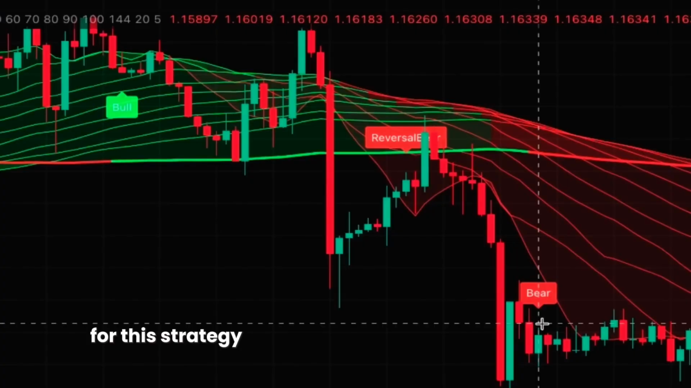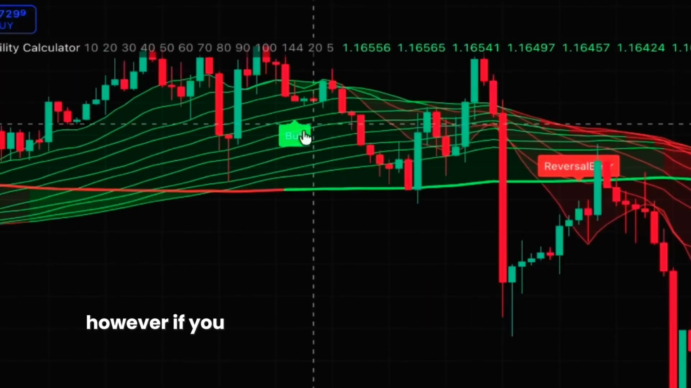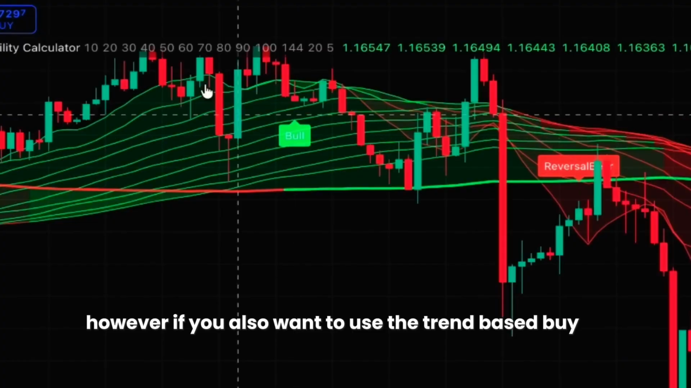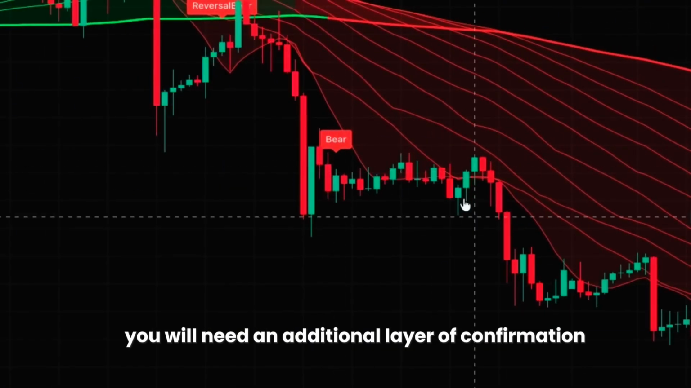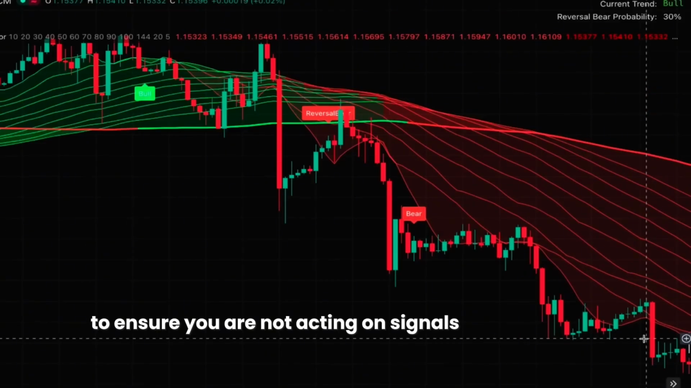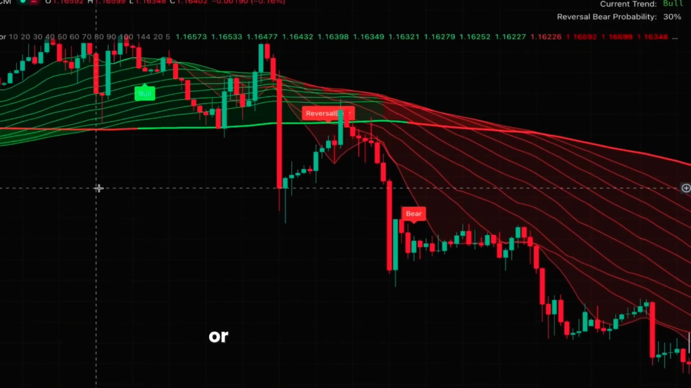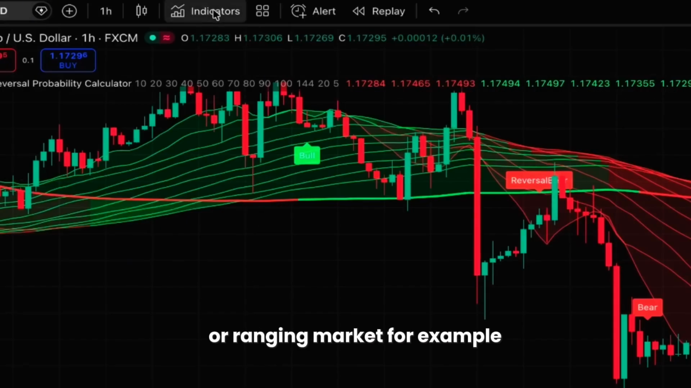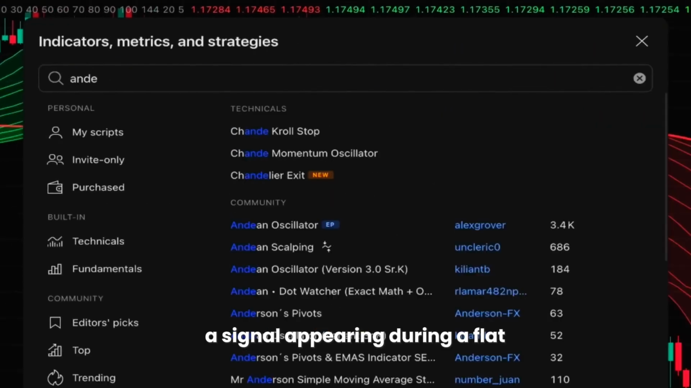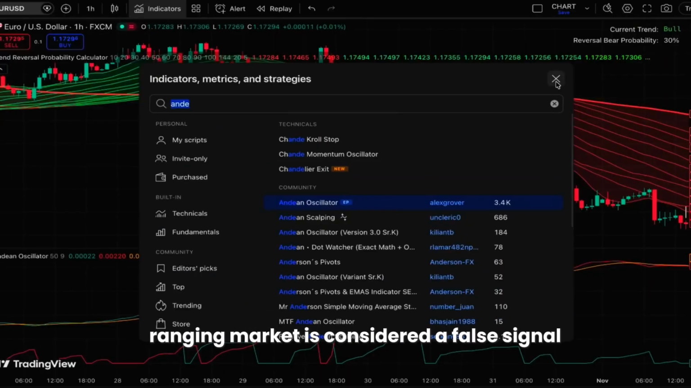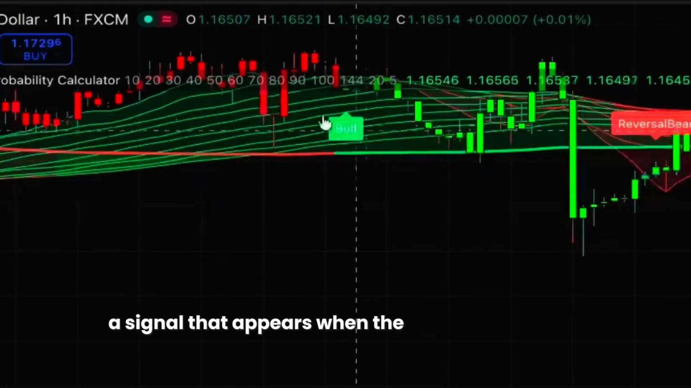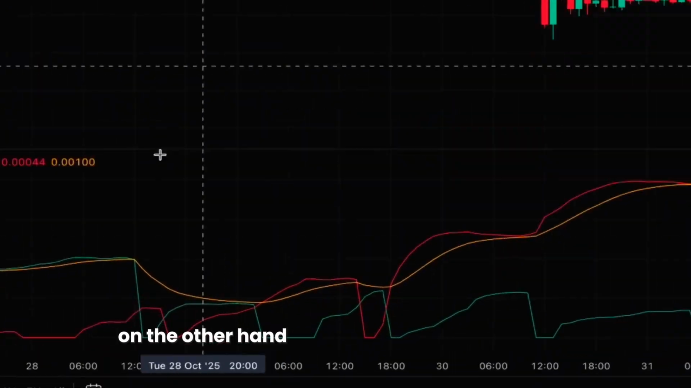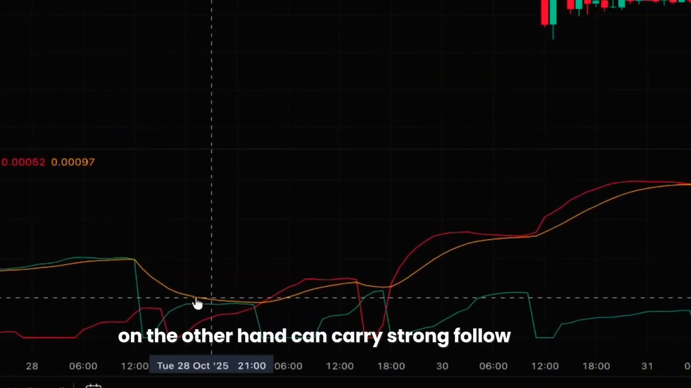For this strategy, the primary focus is on reversal signals. However, if you also want to use the trend-based buy and sell signals, you will need an additional layer of confirmation to ensure you are not acting on signals that appear in a sideways or ranging market. For example, a signal appearing during a flat ranging market is considered a false signal and has little trading value. A signal that appears when the market is genuinely trending, on the other hand, can carry strong follow-through.